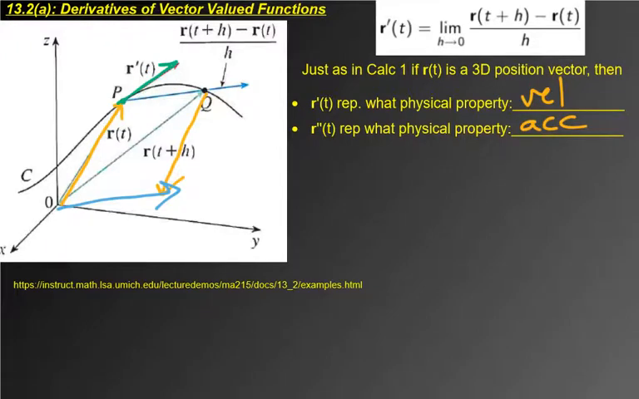And honestly, there are still things like jerk and all the other weird names that I can't remember off the top of my head right now. But these are the two big ones that we actually use the most often. So basically very similar to Calc 1. These physical properties still work. And I kind of just want to go through a few examples now and show you how to use derivatives of vector-valued functions.